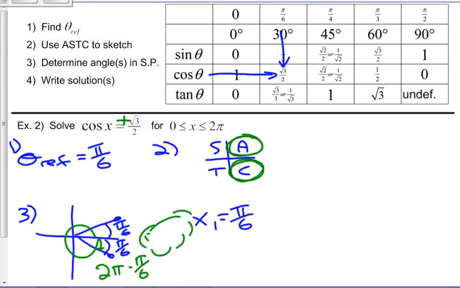Okay? And 2 pi is 12 pi over 6 minus the pi over 6. 12 over 6 is the number 2. Meaning that our second solution is going to be 11 pi over 6. 12 pi minus 1 pi would be 11 pi.